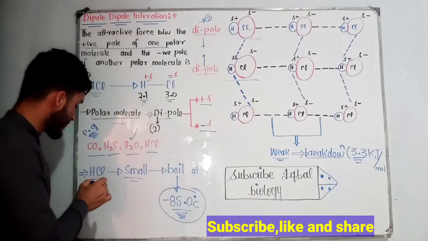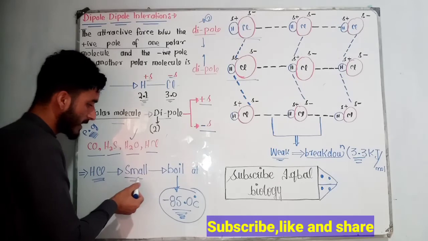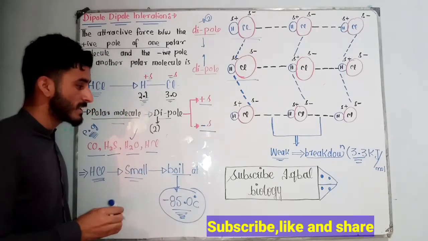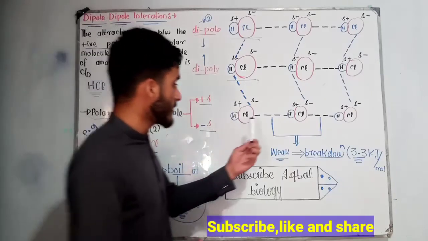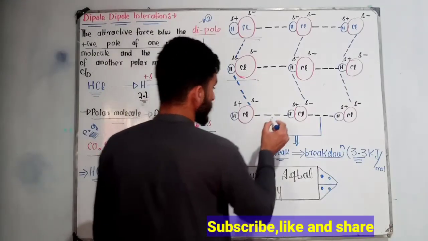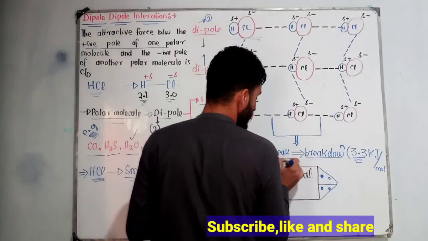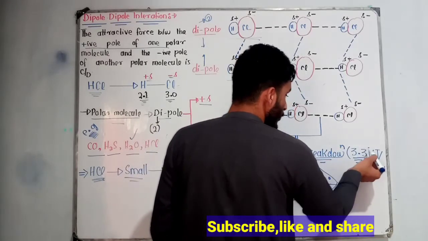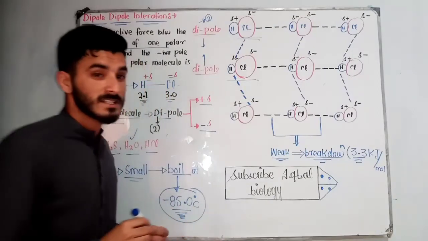If we see the structure of HCl, it is very small and it boils at minus 85.0 degrees Celsius. If we see this force of attraction, it is a very weak force of attraction and it breaks down when only 3.3 kilojoules per mole of energy is required.